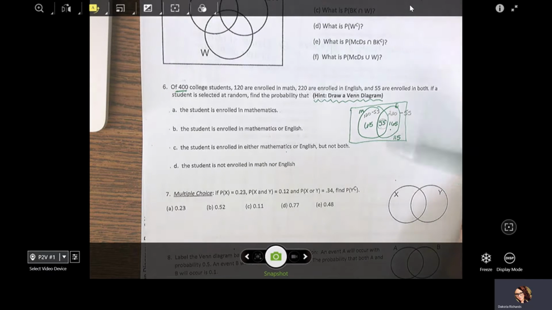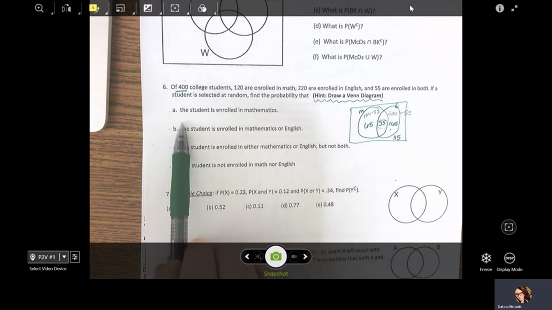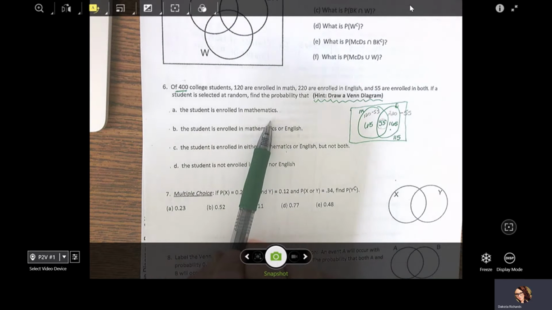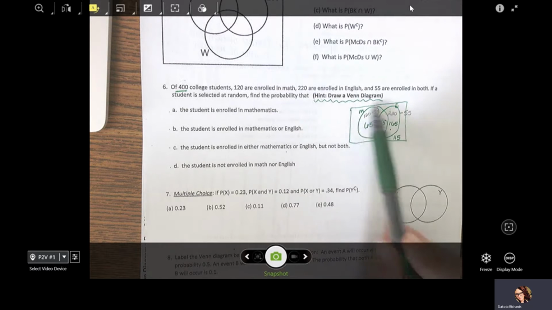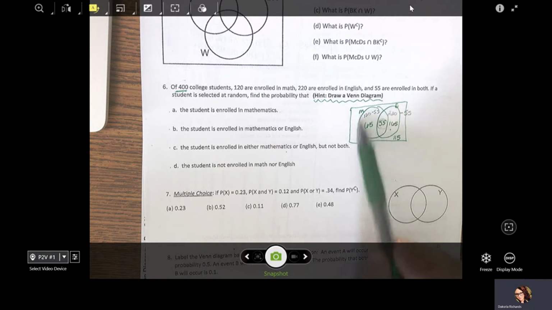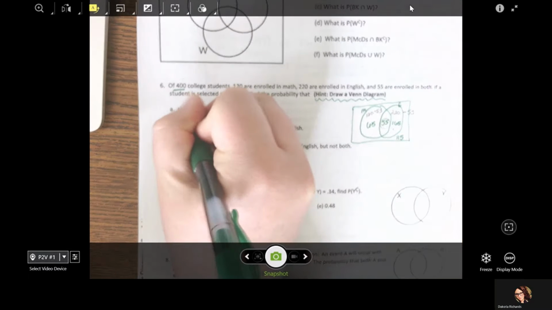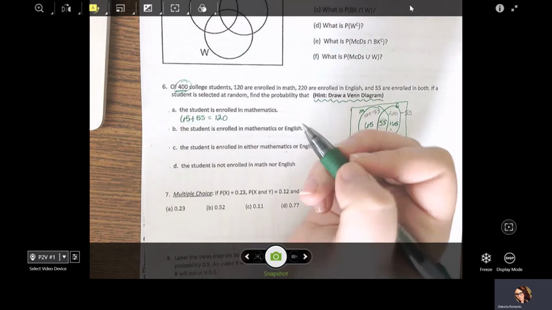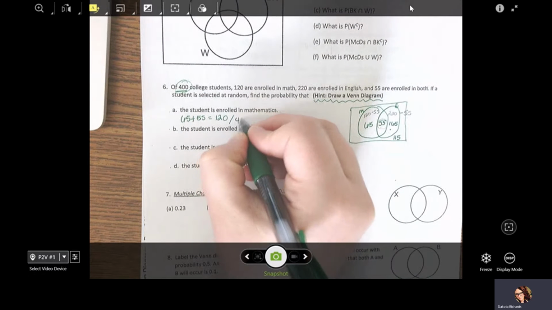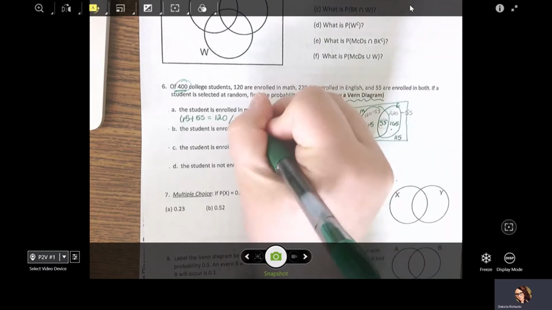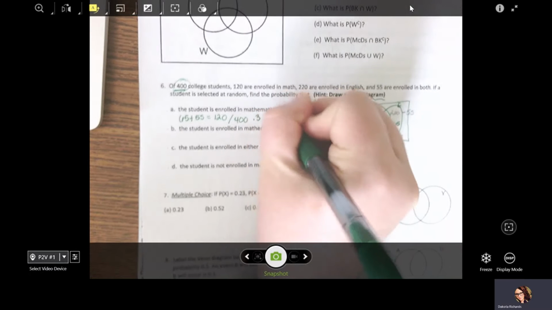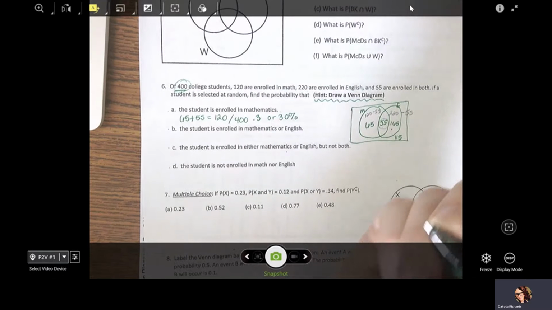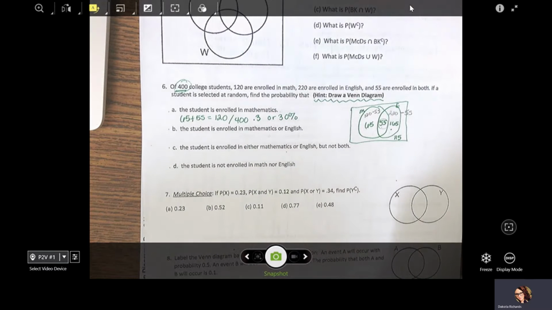So let's do some probability. So what is the probability that the student is enrolled in mathematics? Well, this circle of the Venn diagram represents students enrolled in mathematics. So we have to add everything in that circle. 65 plus 55 is 120. And that's out of 400. So 120 out of 400 gives you 0.3 or 30%. So there's a 30% chance that the student is enrolled in mathematics.